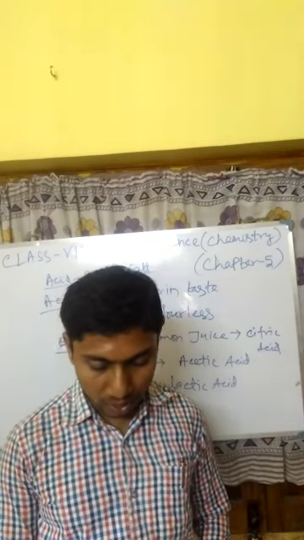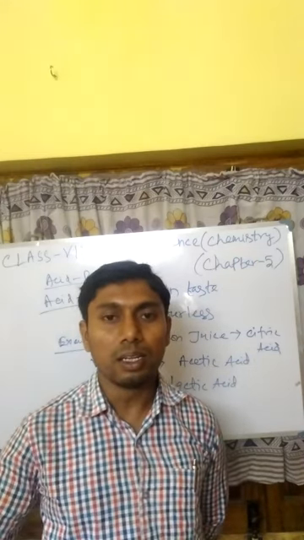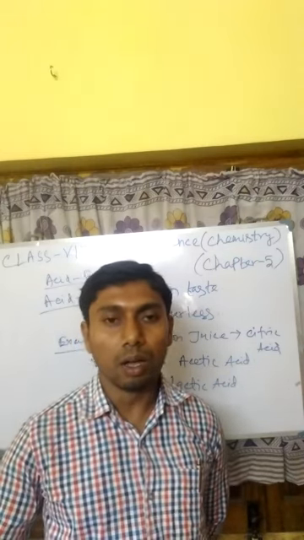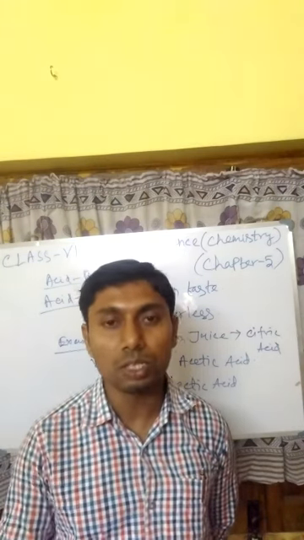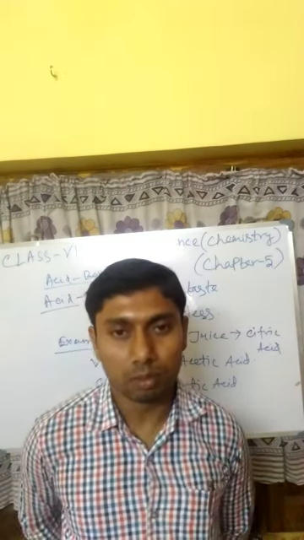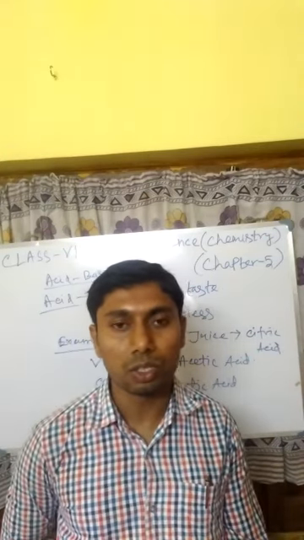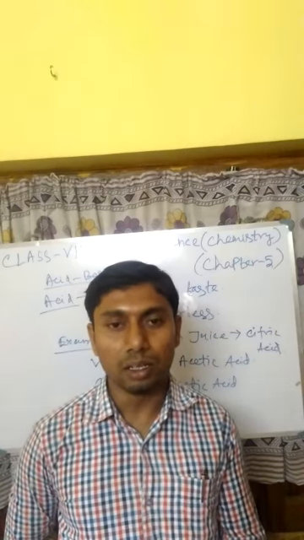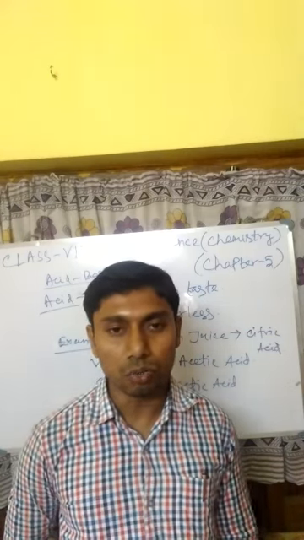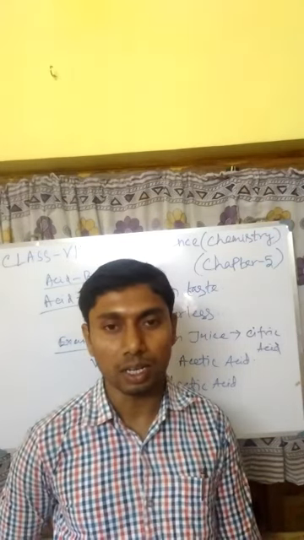Next one, we can find common salt. Now common salt is different from the acids and also different from sugar. It is of a unique taste, that is salty. So we can find three tastes: acidic, sweet or sweetening agent, and next one, that is the salting agent or salt, right?